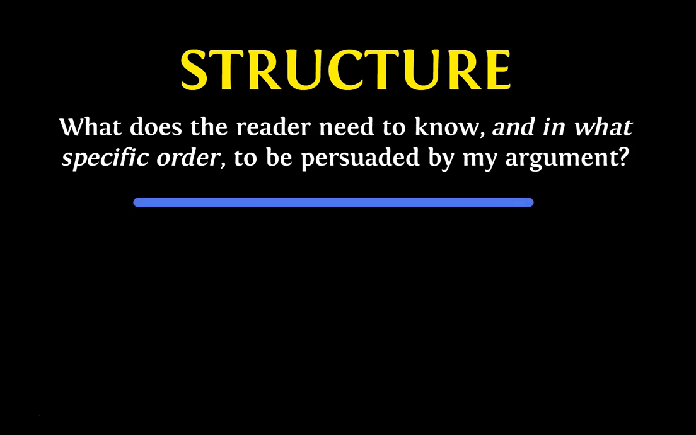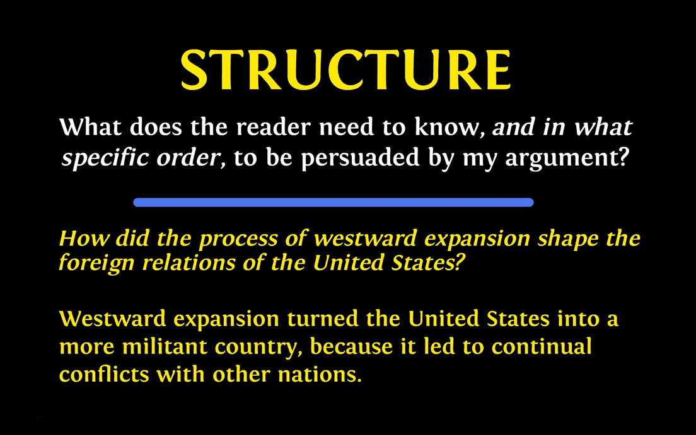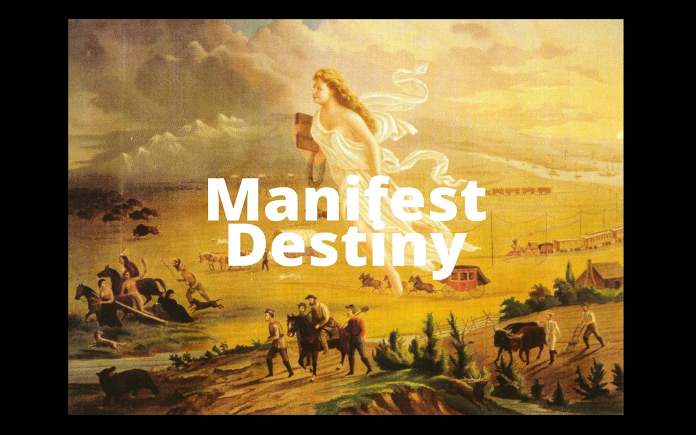Go now back to your research question or your working hypothesis. How did the process of westward expansion shape the foreign relations of the United States? Or, westward expansion turned the United States into a more militant country because it led to continual conflicts with other nations. Now you're looking at your thesis and you're thinking about organizing all your evidence, and you have a sudden insight. During your research to answer the question about foreign relations, you became fascinated by the concept of manifest destiny. The idea, articulated by Americans in the 19th century, that the United States was destined by God to overtake and expand across the North American continent.